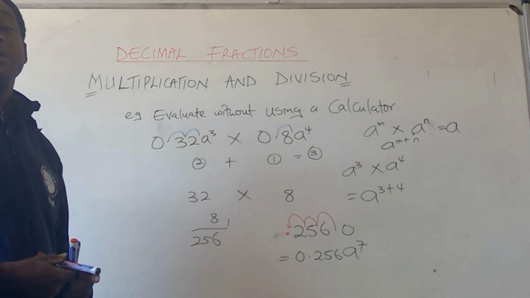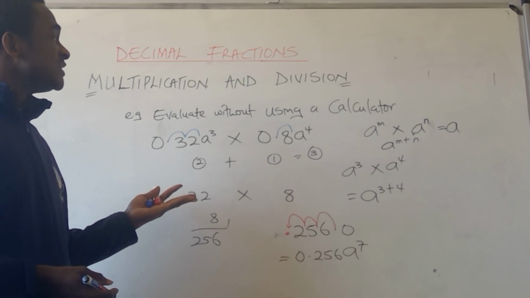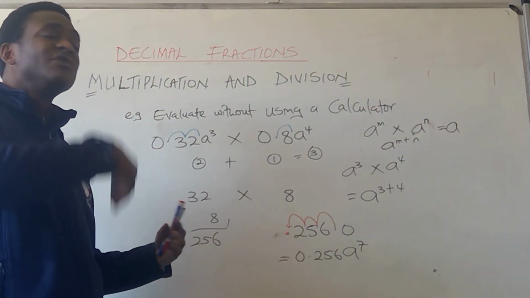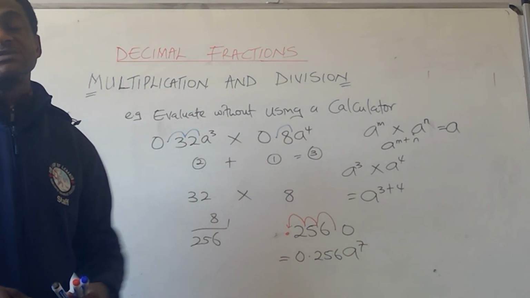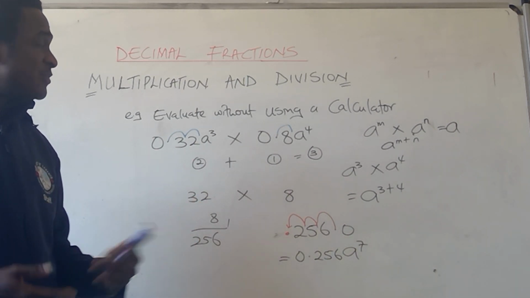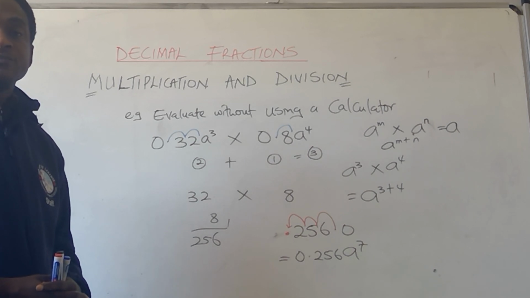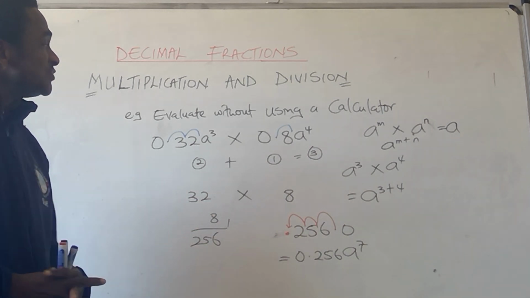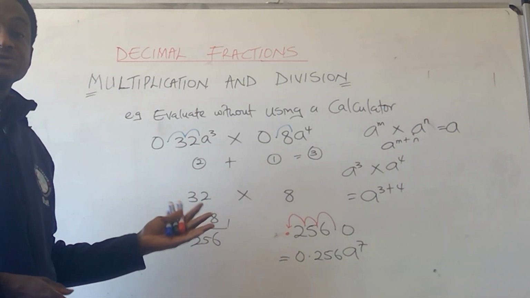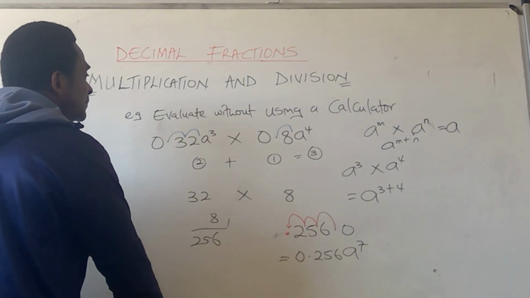So our answer to this sum is 0.256a to the power of 7. And that is how we resolve multiplication of decimal fractions involving variables. Even if you have 4, 5, 6 variables, the same approach is what we use. Number to number, variable to variable, and we will get our desired answer. The last step we are going to check here will be division of decimal fractions when they have variables involved. Let's take that example also.